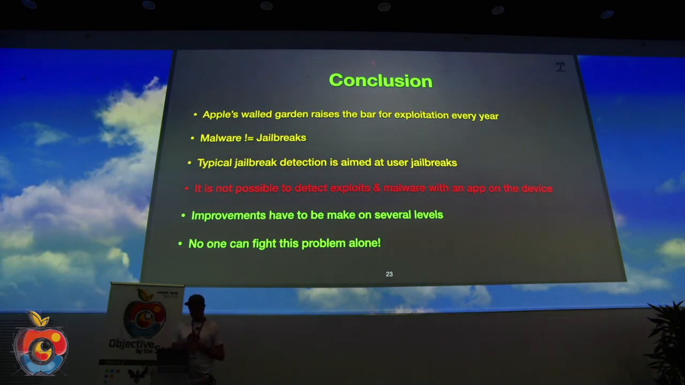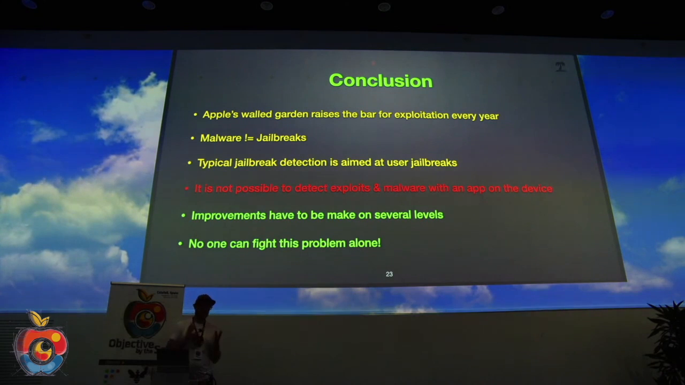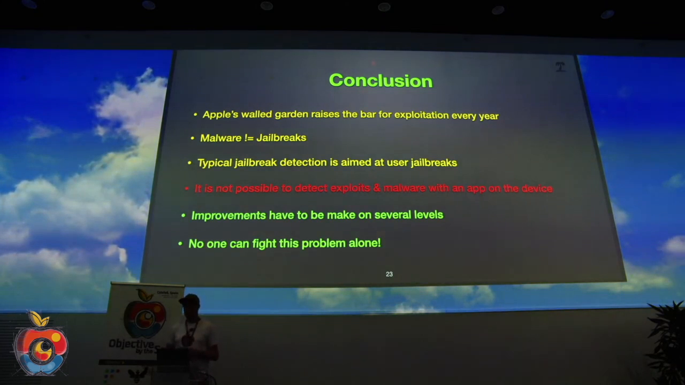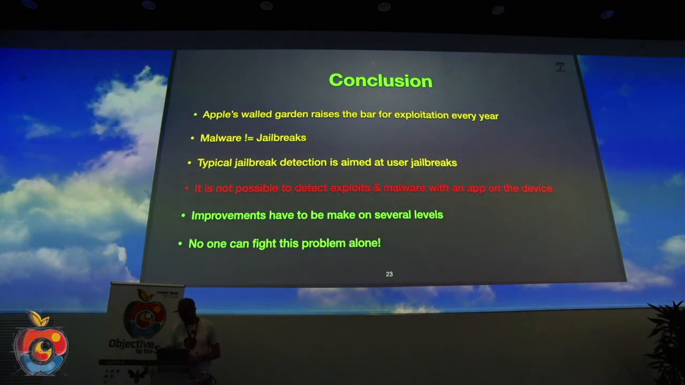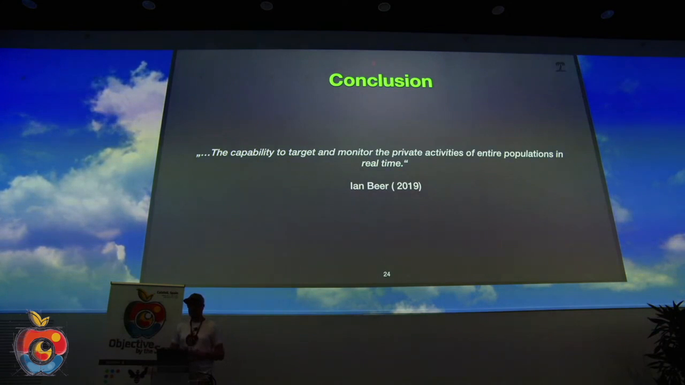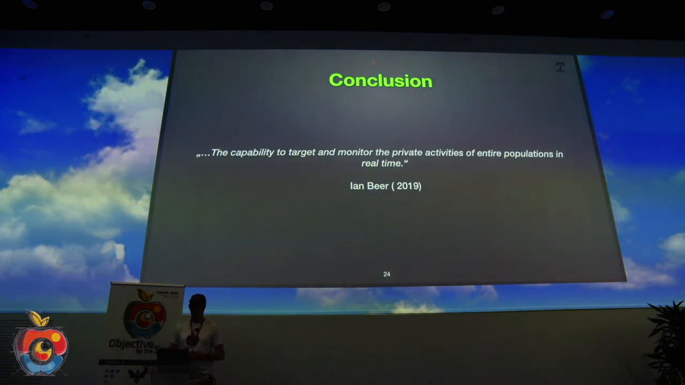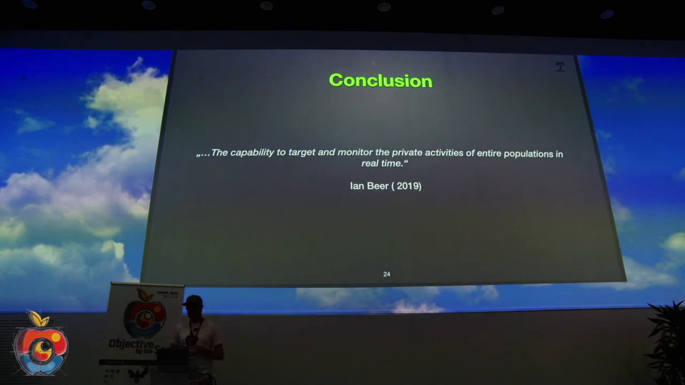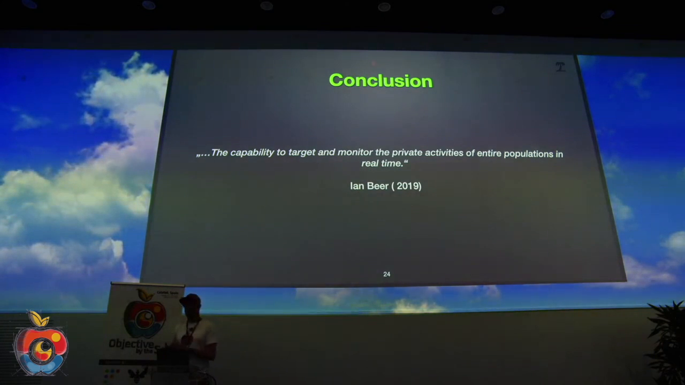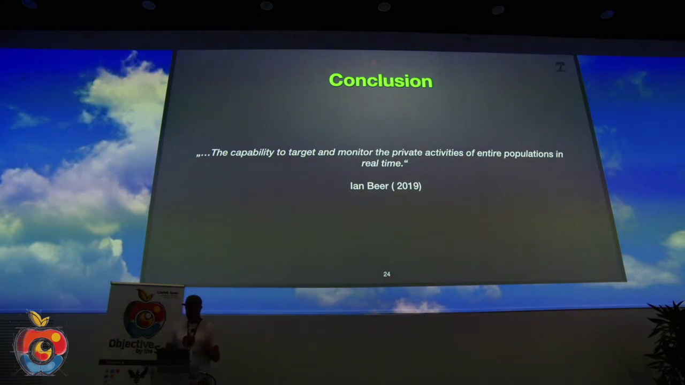We have to make improvements on several levels, and no one can fight this problem alone. So Apple won't solve this problem alone. We have to work on that as a community together if we want to get a stronger foothold here. So I'd like to finish with a slide of Ian Beer, which he made when he was analyzing the malware in 2019, and I think this sums up the current state of iOS malware detection on the device quite nicely.